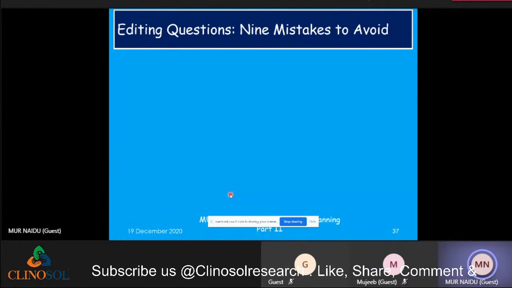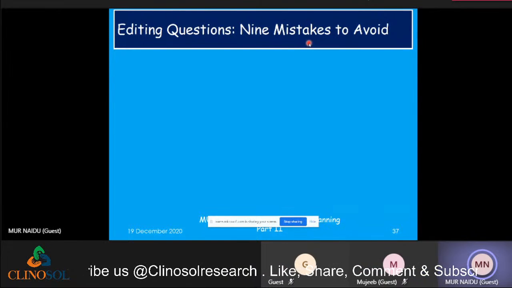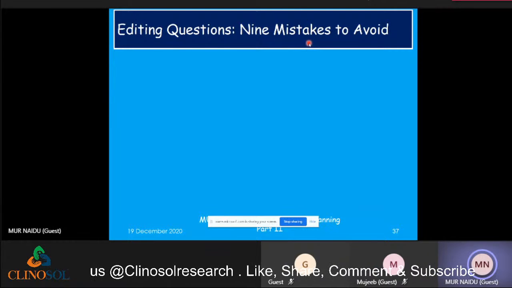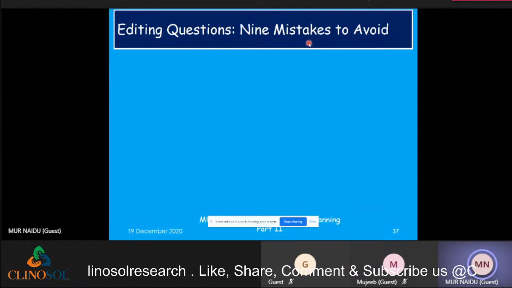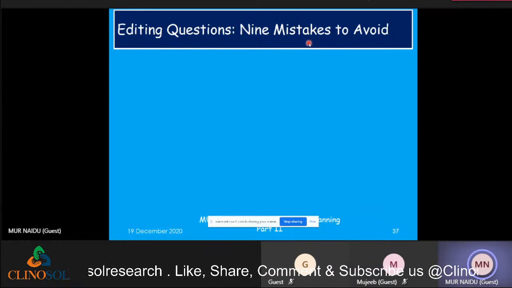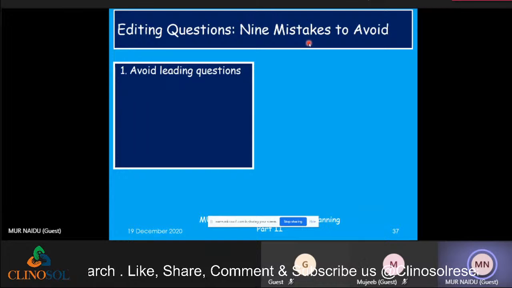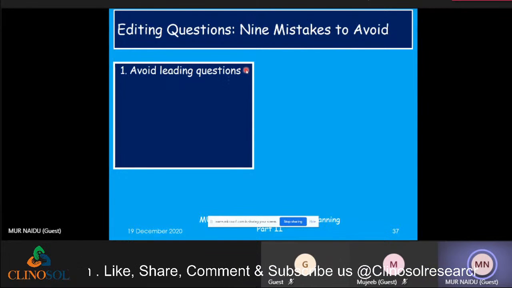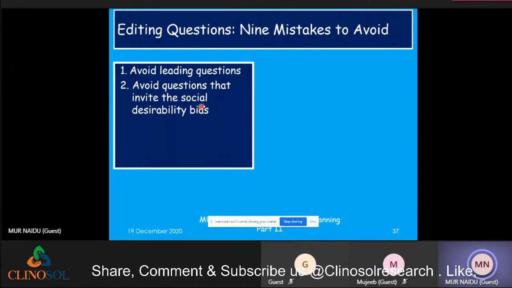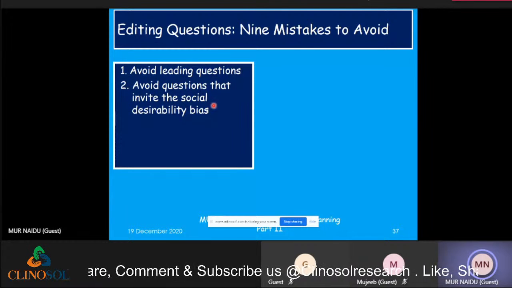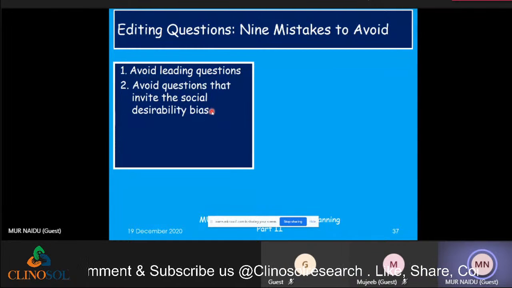Now, editing questions. You always have to remember when you are preparing a questionnaire for any study, whether for an interview or for collecting the data, there is a magic number of 9. Always avoid these 9 mistakes when you are preparing any questionnaire. First is to avoid leading questions. Don't prepare any leading question in any questionnaire. Avoid questions that invite social issues. Please don't, because there will always be bias in that.